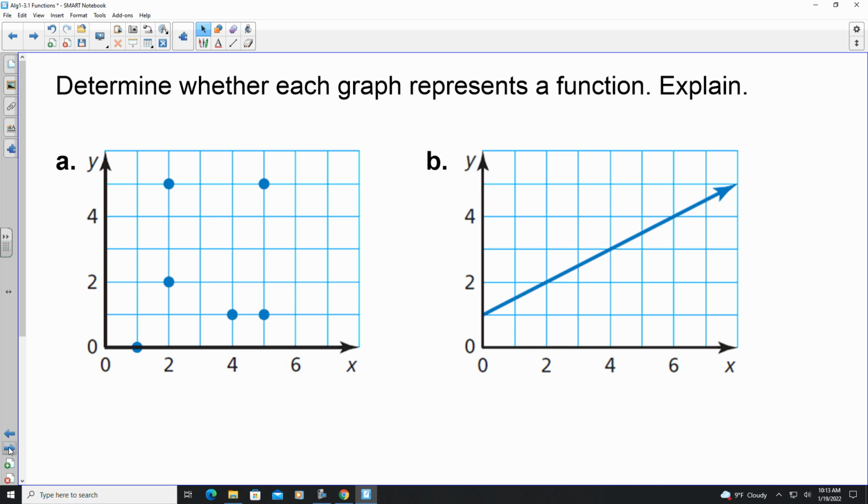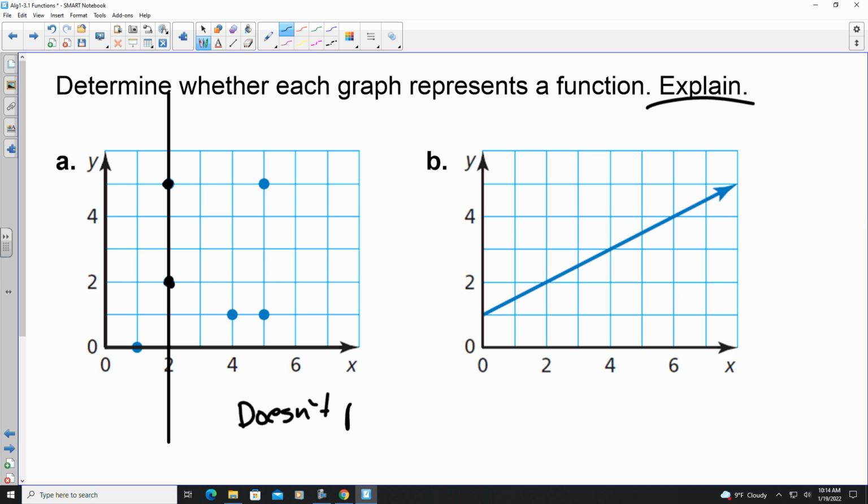So here, it's asking you to determine if the graph represents a function. They ask you to explain. You could just get our vertical line test and see if in fact it does pass. If you look at example A, right here it intersects two spots. So that means it doesn't pass the vertical line test. It intersects here and it intersects here. So the explanation you could say is it doesn't pass the vertical line test. So not a function.